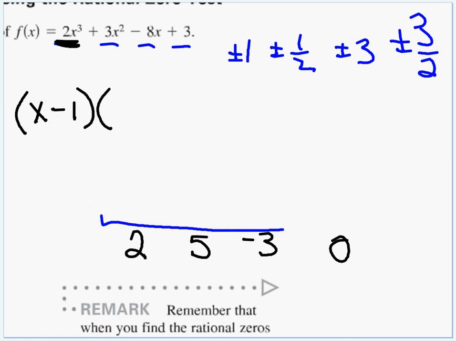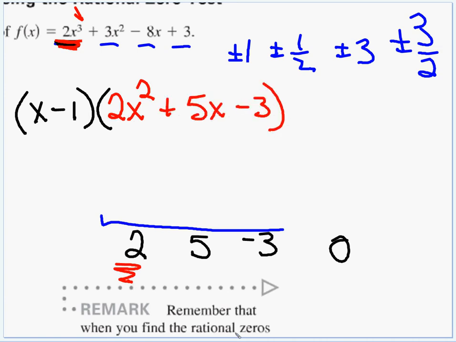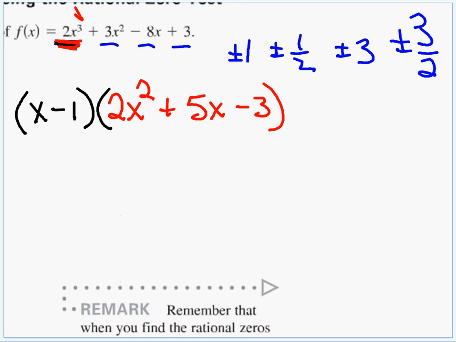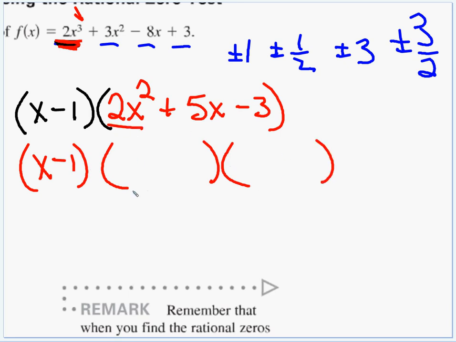And then what remains, let me switch to red ink, this 2 will now have x to the 1 power lower. So now that's 2x squared plus 5x minus 3. Okay, I could keep plugging and chugging with these, but let's just take a look at this and see if we can figure it out. We've got our x minus 1 factor. So 2x squared can only come from 2x and x.